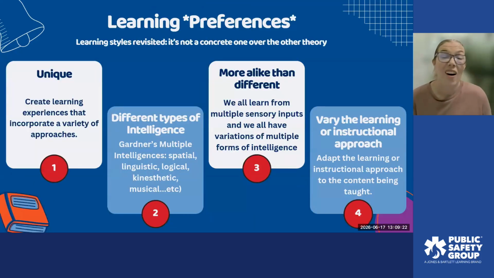So while it's not a concrete theory, we don't want to just throw away this theory either, because it does have some value. So let's take our understanding of learning styles and shift it towards a learning preference. And let's keep a few things in mind. So not everyone learns the same way. It would be impossible for us as educators to adapt our instructional delivery to match every student in our cohorts. But what we can do is create experiences for our students that incorporate a variety of approaches.